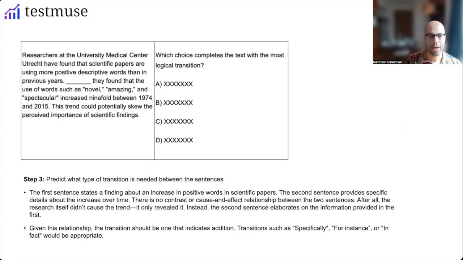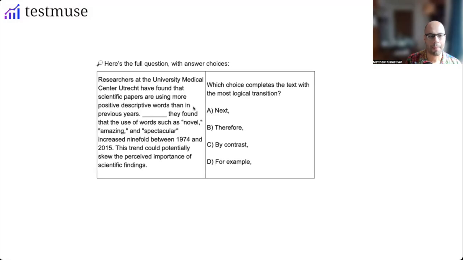So let's look for an answer choice that aligns with that. Here's the full question, and here are our options. Now I'm going to go ahead and eliminate "by contrast" right off the bat. We said that couldn't be possible. I'm also going to eliminate "therefore," which is a cause-effect transition.